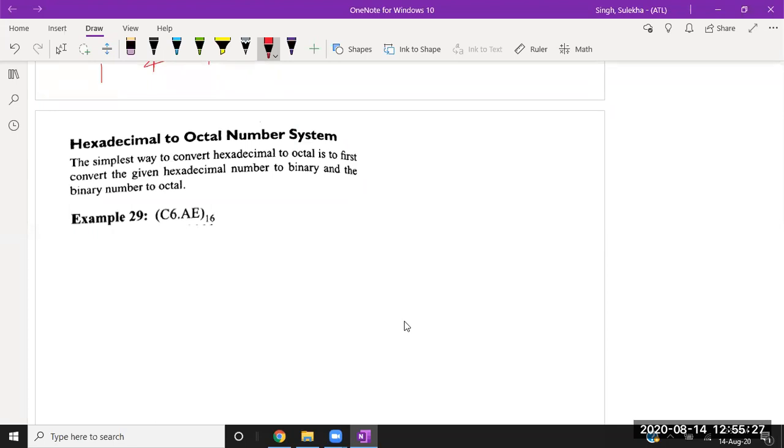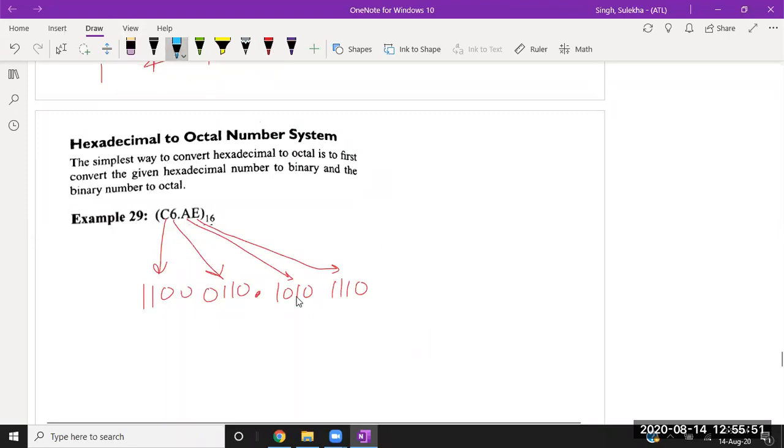So the same concept. This C you can write as 1100. The 6 you can write as 0110, in 4-bit. Then you need to place one decimal point. Then A is 1010. Then your E is 1110.